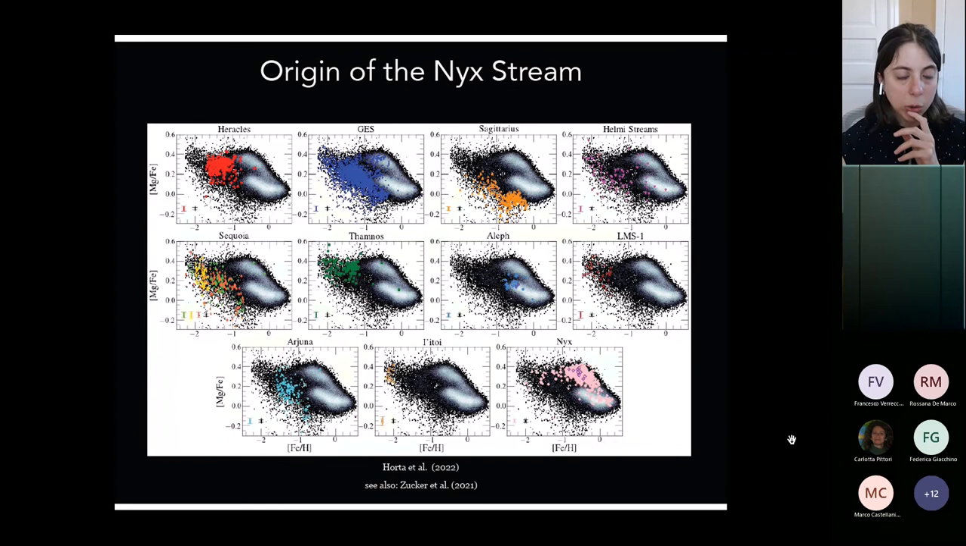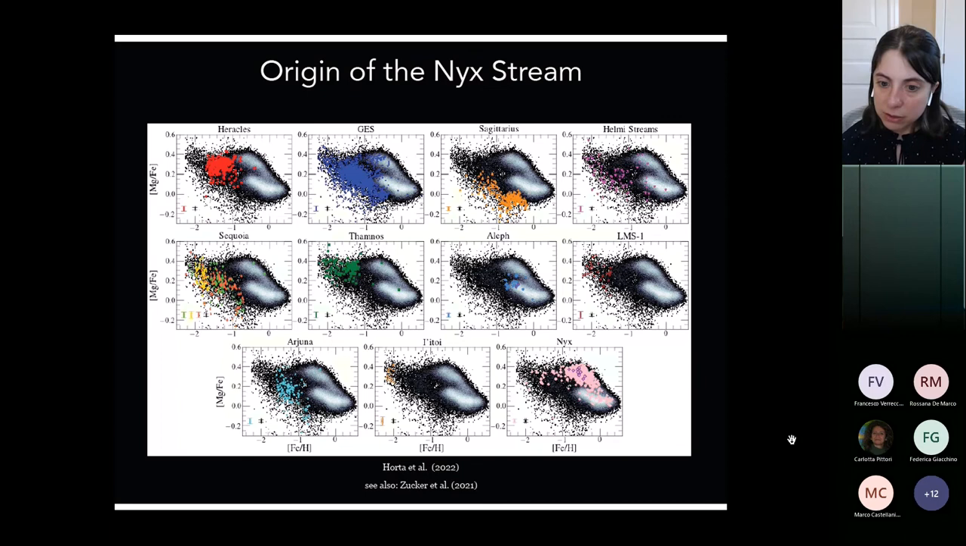And actually, just earlier this week, there was a study that came out from the Apogee Survey looking at the chemical compositions of a variety of different substructures in the Milky Way. Nix was one of these, in the bottom most right panel shown in pink. This is showing the metallicity distribution of the Nix stars. Iron over hydrogen is on the x-axis, and on the y-axis is magnesium over iron. And just to give you a sense, the background, which is in gray and black, is an expectation of where the in-situ disk stars should be.